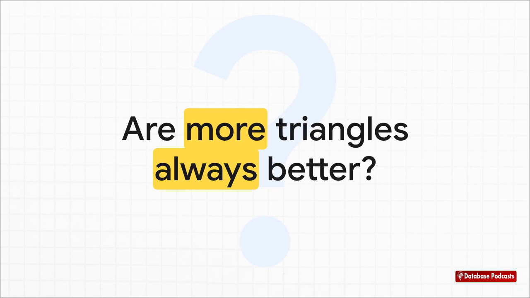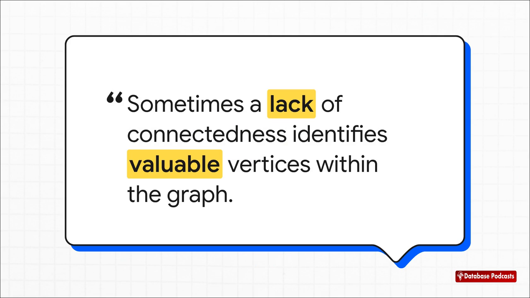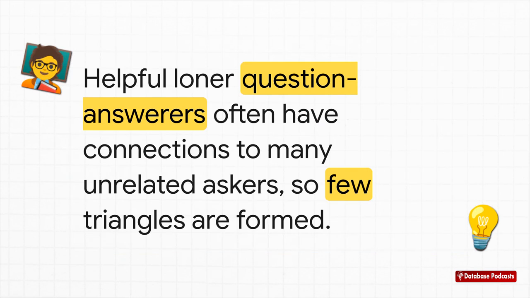So it's really easy to fall into the trap of thinking more triangles is always better, that we're always on the hunt for those super connected groups. But what if I told you that a lack of triangles could be just as important, maybe even more so? And this is the really cool counterintuitive twist. Sometimes the most valuable people in a network aren't the ones buried in the middle of a dense clique. The absence of triangles around a person can be a massive signal, pointing us to some really unique and important roles within the graph. Here's a perfect example, the helpful loner.